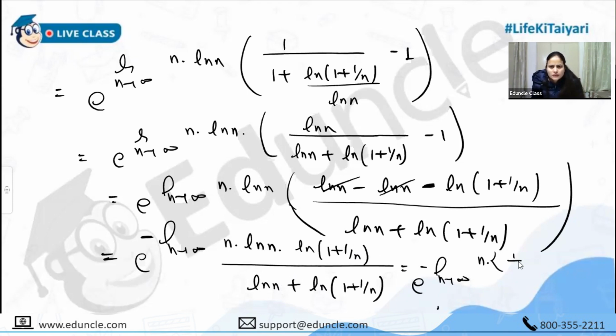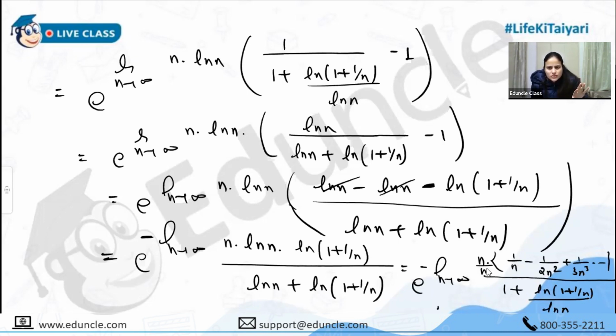So I'll have 1 by n minus 1 by 2n square plus 1 by 3n cube and so on, and in the denominator 1 plus ln(1 plus 1 by n) upon ln n. See, okay, ln n to ln n goes cancel out. Now look at it here. Take n outside from this. If I'm taking n outside, so n to n goes cancel out. I'm having here 1, then 1, here 1 by 2n, here 1 by 3n square and so on.